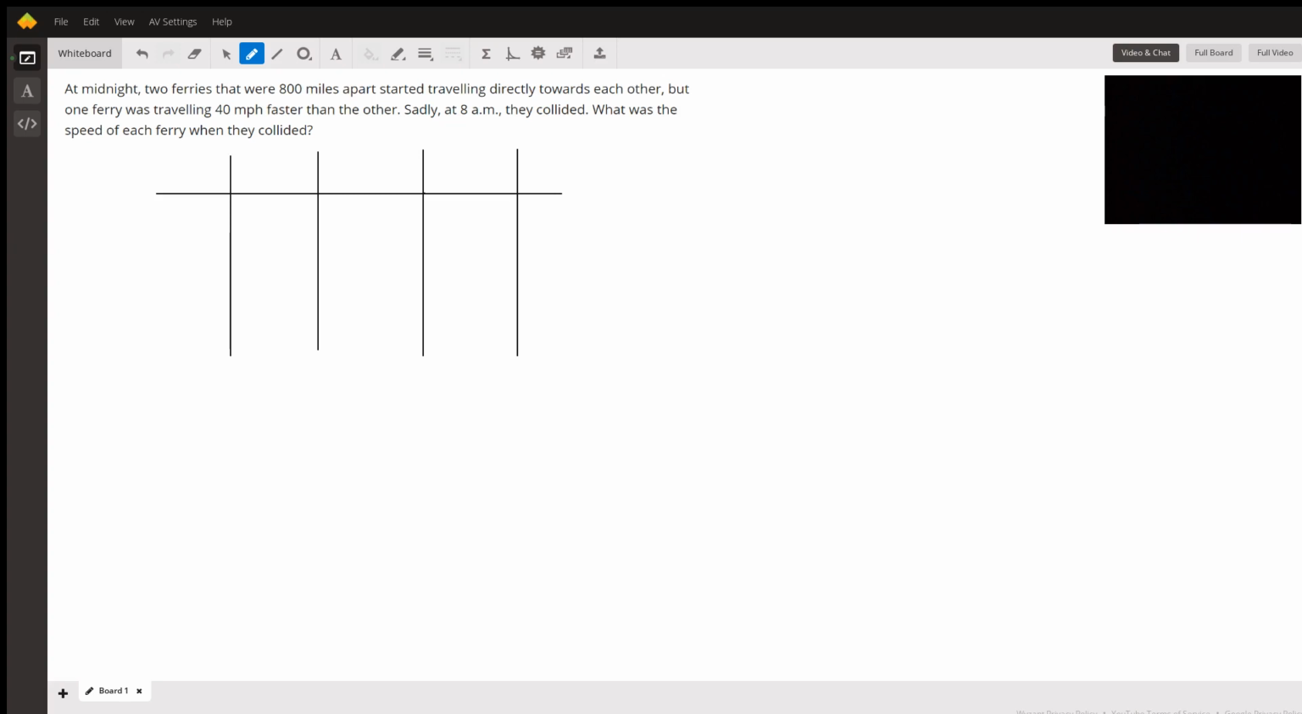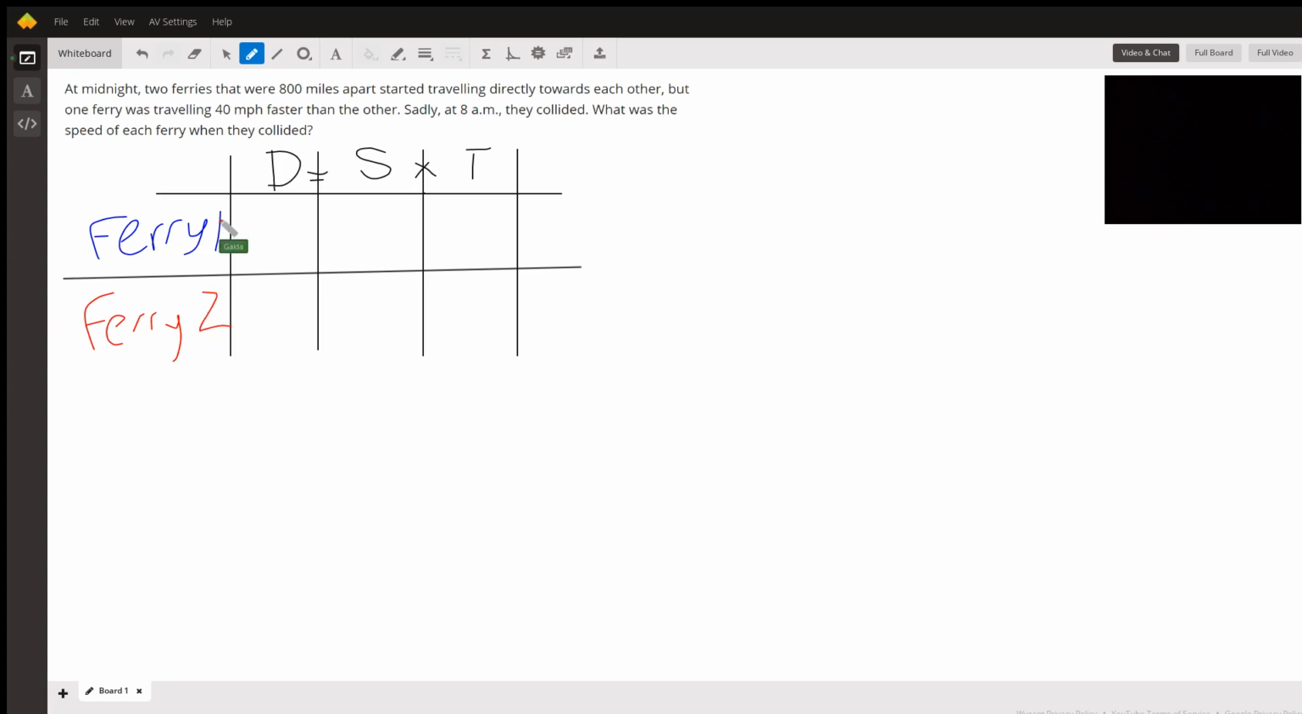Okay, so first we want to do the same thing as we did in the previous problem. We set our distance equal to speed times time in this table. We're going to have ferry number 1, so we'll call it ferry 1, and then ferry number 2, so we'll call this one ferry 2. I'm going to put a line in between. Let's pick a different color. So we'll do this color here, and this is ferry number 2.